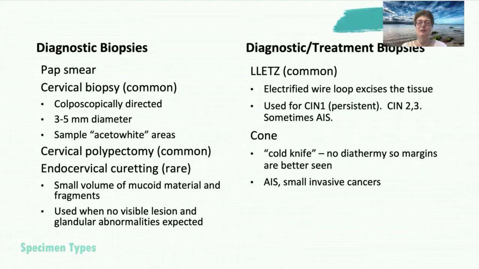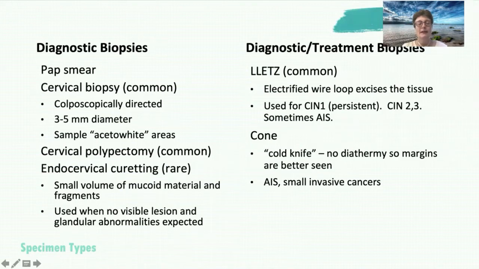The other type of biopsy is the biopsy that's used for treatment, and that usually comes a few weeks after someone has had an initial diagnostic biopsy. Most common is the LLETZ biopsy. So this is where an electrified loop excises a saucer-shaped piece of tissue at the transformation zone. It's used for all kinds of CIN and sometimes for adenocarcinoma in situ.